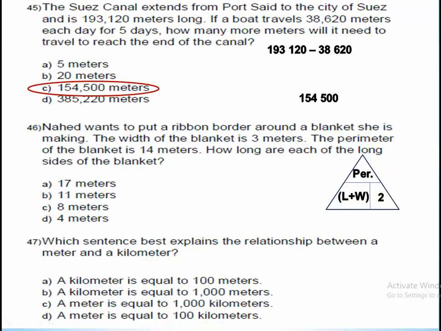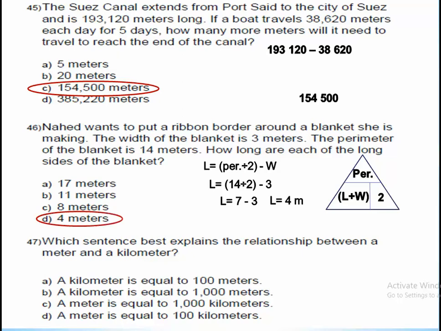When we need to find something, hide it. We will hide this part and we will divide perimeter divided by 2 minus width. Okay, perimeter 14 divided by 2 minus the width equals 3. It will be 7 minus 3 equals 4 meters.